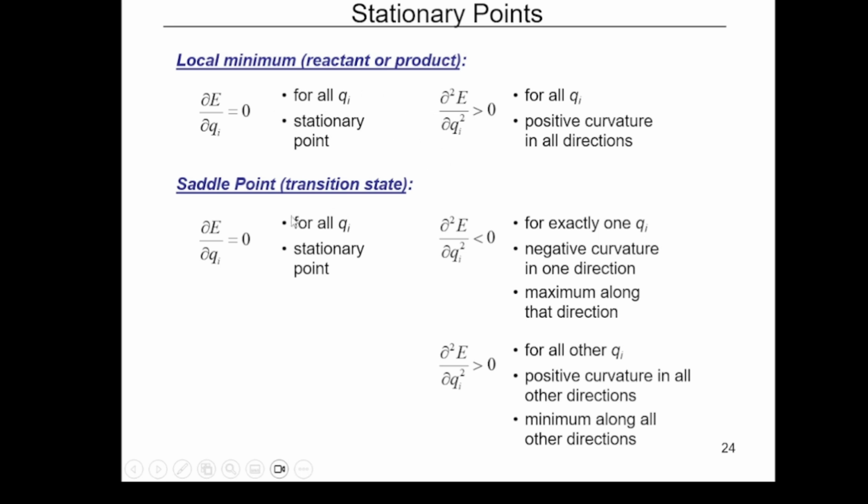But these minima and saddle points can be differentiated from one another based on the second derivative. We said that the first derivative of energy with respect to displacement is actually a force. So for local minima and saddle points, the forces on the nuclei are 0. But to differentiate between local minima and saddle points, we have to consider the second derivative. In the case of local minima, the second derivative is positive for all Qi. The second derivative is positive in all directions.